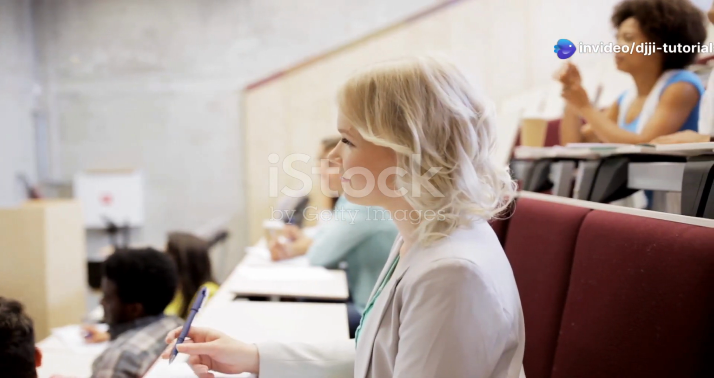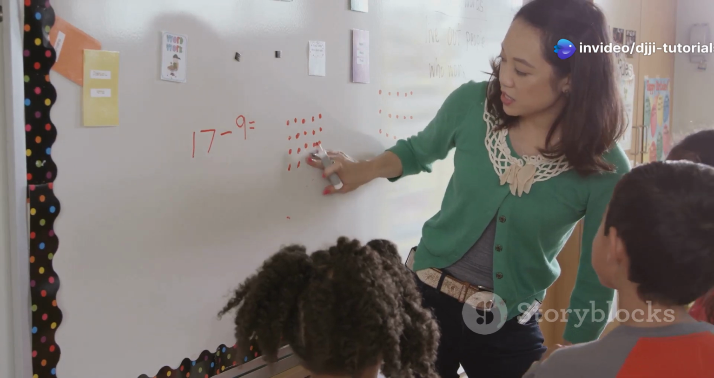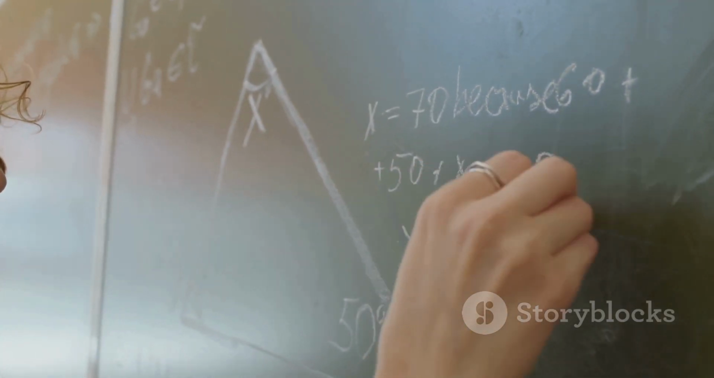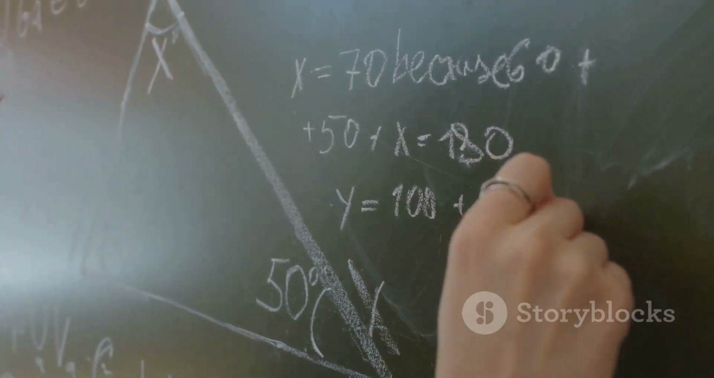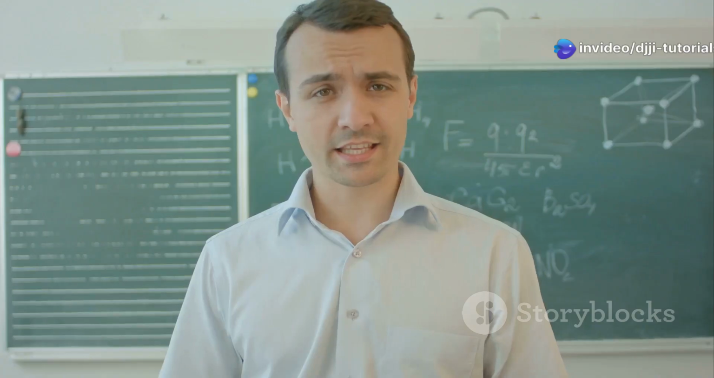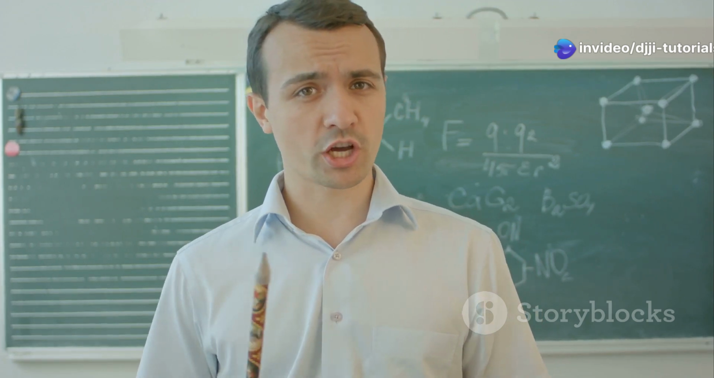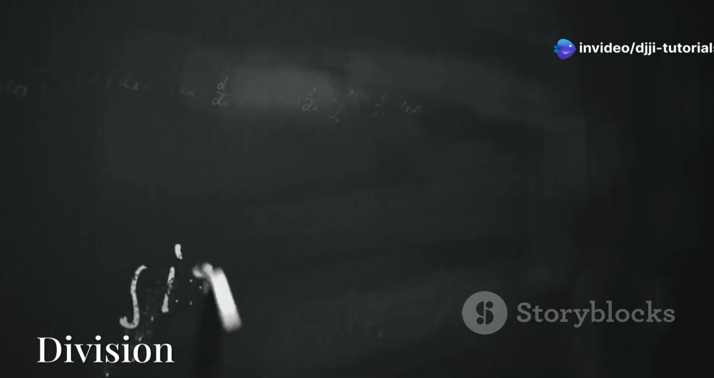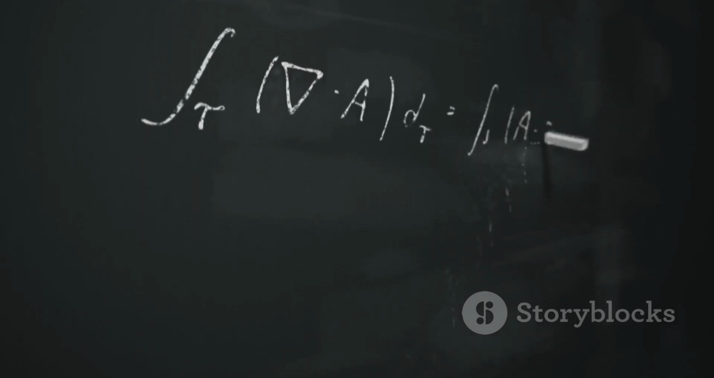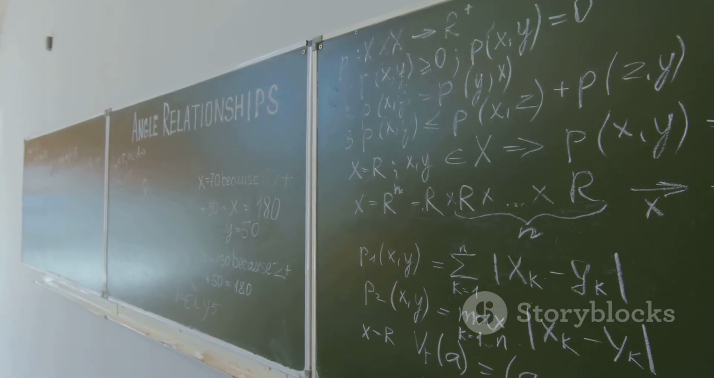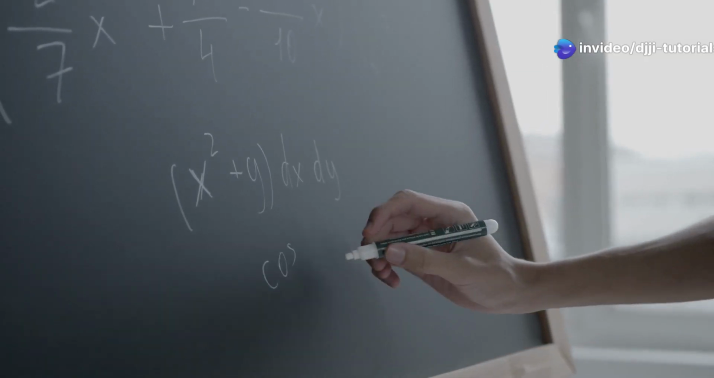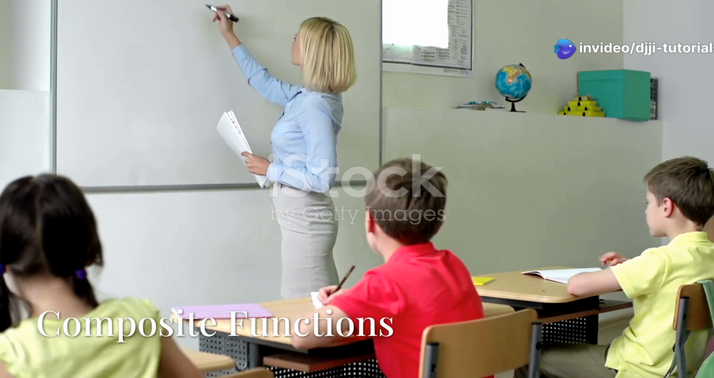Let's take an example. Let f of x be 2x plus 1 and g of x be x minus 3. Now, for multiplication, we have f times g of x, which equals 2x plus 1 times x minus 3. Simplifying this, we get 2x squared minus 5x minus 3. For division, we have f divided by g of x, which equals 2x plus 1 over x minus 3. It's important to note that x cannot equal 3 in this case.